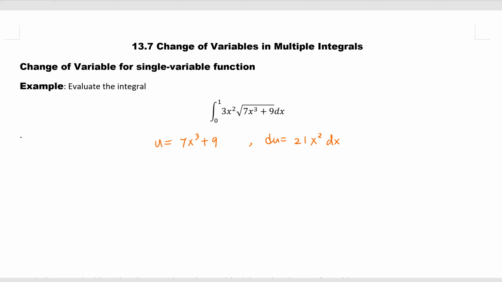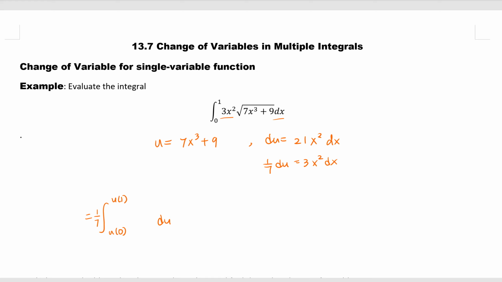Okay, and now because we have 3x squared dx, how do we get 3x squared dx? Well, we can divide both sides by 7, then we get 1 over 7 du. So far so good, everybody. And then the integral becomes, from u of 0 to u of 1, 3x squared dx is 1 over 7 du, but the 1 over 7 we can move in front, and then du at the end.